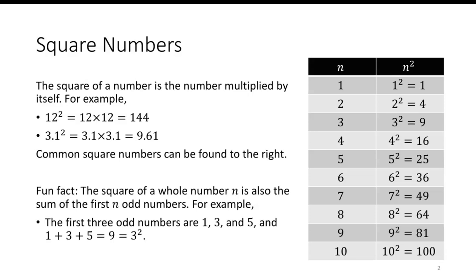Just as a fun fact, the square of a whole number n is also the sum of the first n odd numbers. For example, the first 3 odd numbers are 1, 3, and 5. If I go 1 plus 3 plus 5, I get 9. 3 squared is also 9. If I add the first 4 odd numbers, that's going to be the same as 4 squared. If I add the first 5 odd numbers, that's going to be the same as 5 squared, and so on.